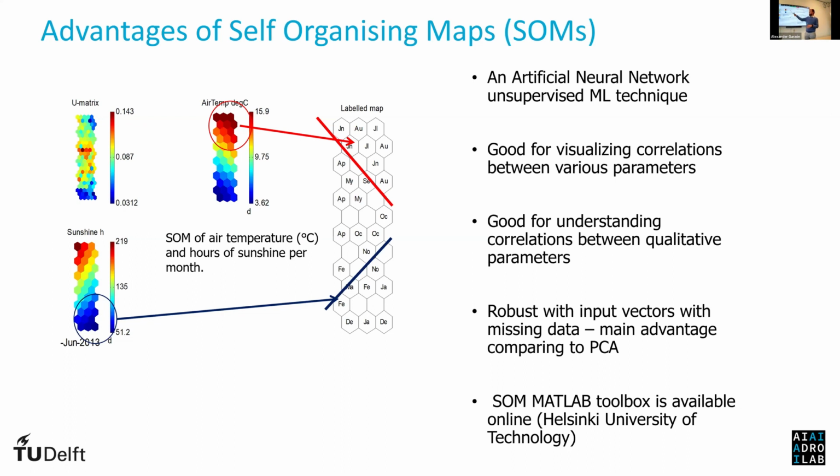So what you see here, you have 2 different parameters and a qualitative parameter, which is months of the year. What it actually shows is that when we have higher temperature, we also have a higher number of sun hours per day. And this also appears in months such as June, August, and July, which makes sense. So it's a very good visualization tool because you can see direct correlations between the variables from it.